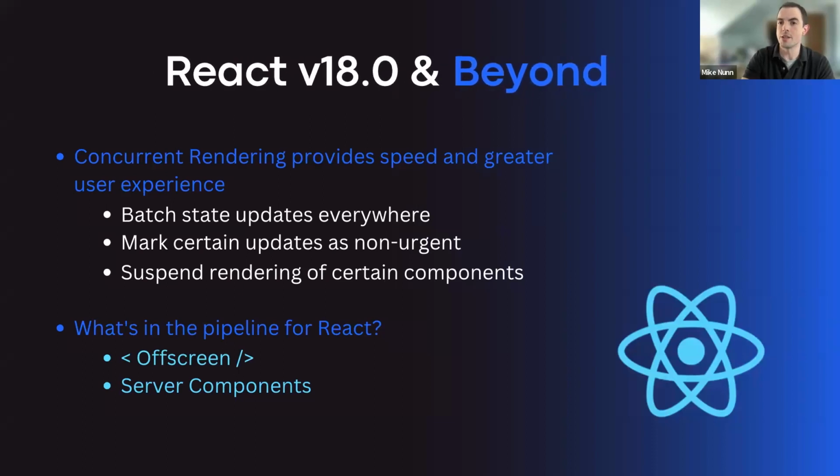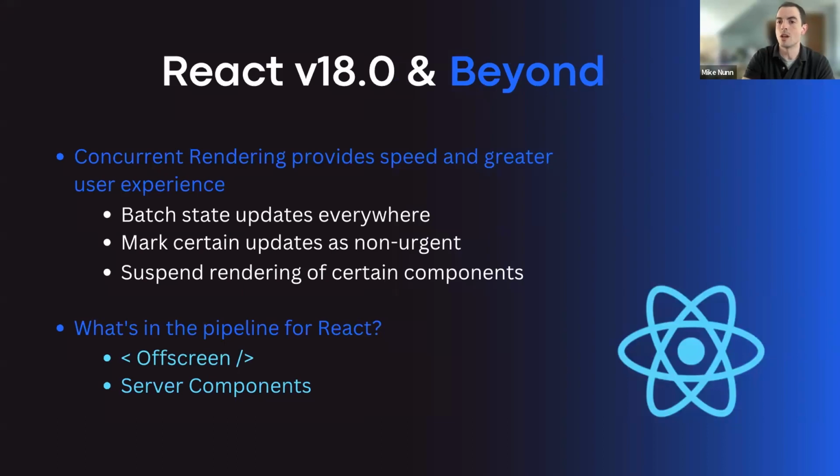So in every application, speed and user friendliness have always been extremely important goals. With concurrent rendering, we are a step further to speeding up our apps and moving to a higher level of user satisfaction. And this is because with those new features, we can now batch state updates everywhere, mark certain updates as non-urgent, and suspend rendering of certain components. Now, there are also some features that React is working on that are not quite ready to be rolled out yet, but I do want to just briefly mention them, and these are off-screen and server components.